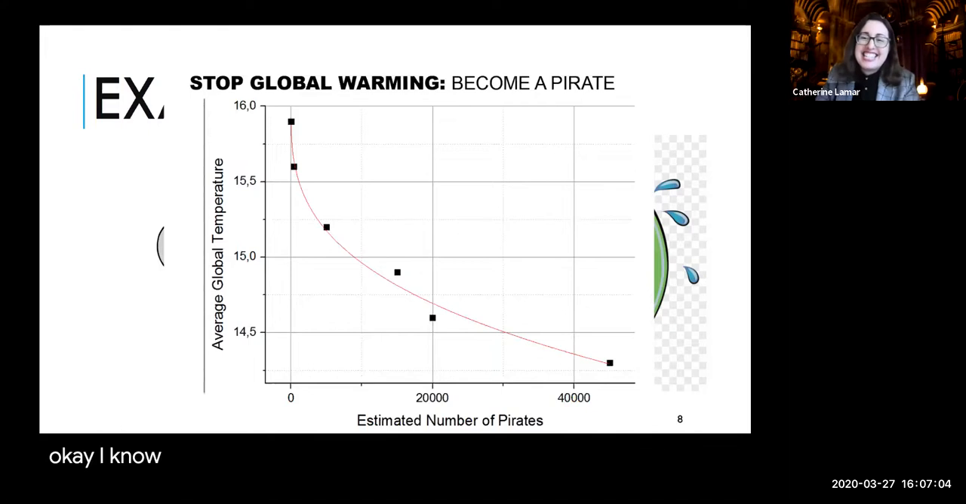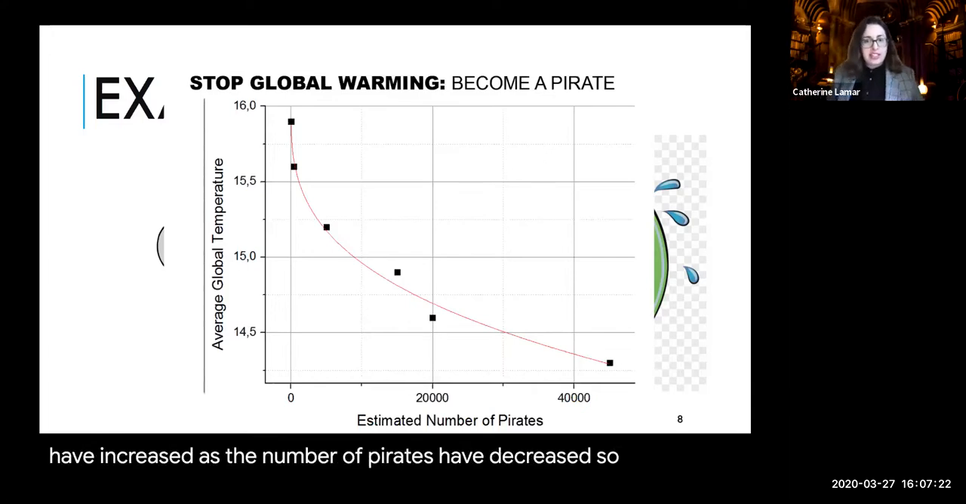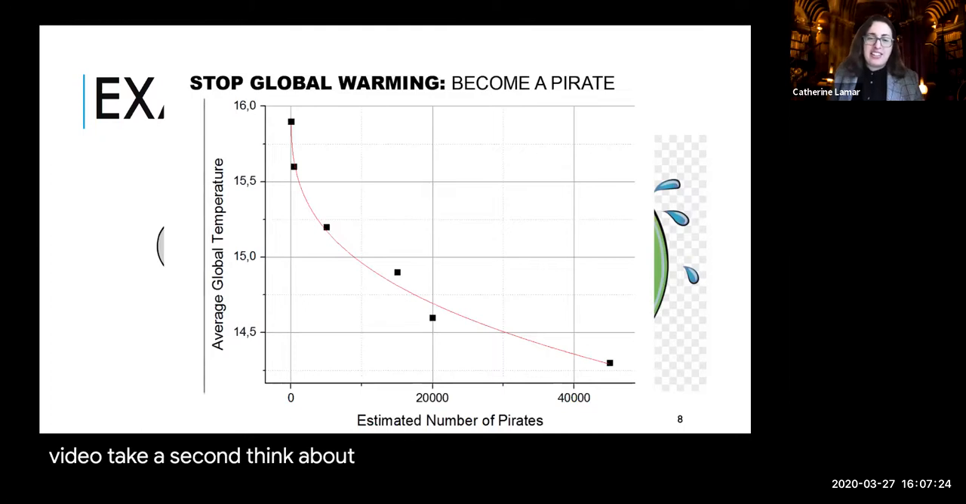No. So I want you to think for a second, and this would be a good time to pause the video and think about what a confounding variable could be for this design. In other words, what's a variable that's maybe lurking in the background that could explain why global temperatures have increased as the number of pirates have decreased? So pause the video, take a second, think about a confounding variable that could happen here.